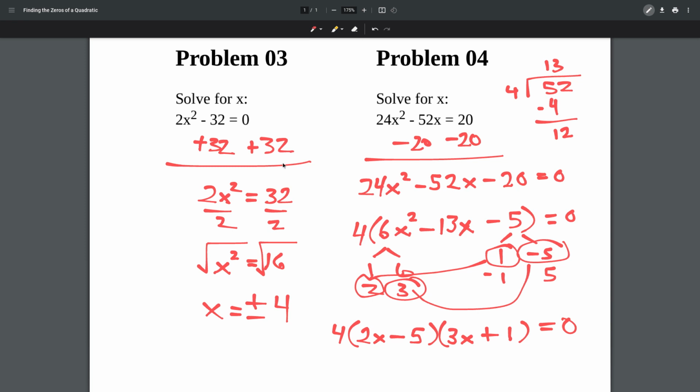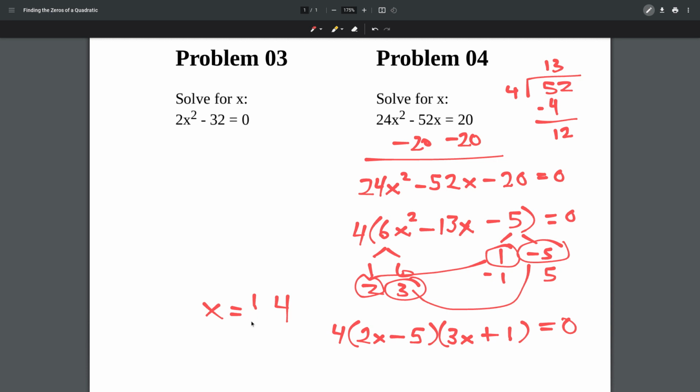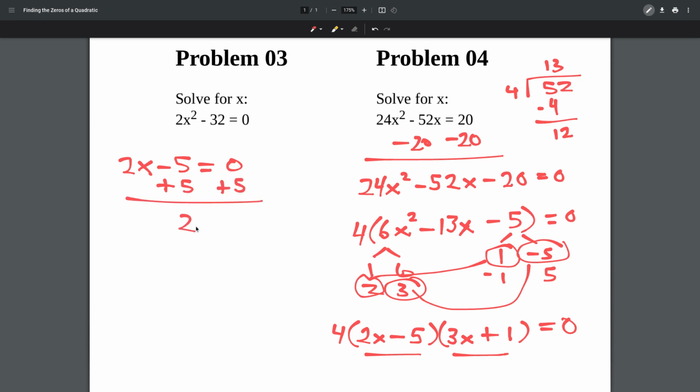Okay, I'm just going to erase some stuff from problem 3 so we can make some room because this one's taking a little bit more space. Okay, so now what I do is I'll set each of these. Obviously, you can't set 4 equal to 0, so I'm going to set 2x minus 5 equal to 0. I'll add 5 to both sides. So I'll get 2x equals 5. Divide both sides by 2. These will cancel. You get x equals 5/2 or 2.5.